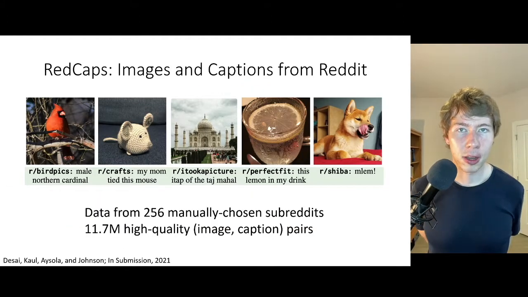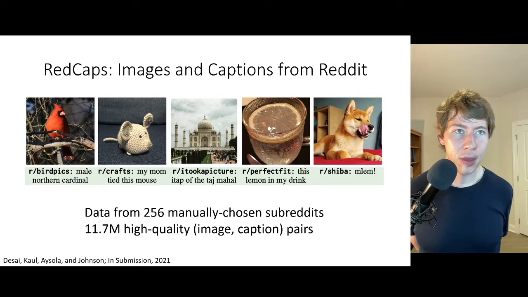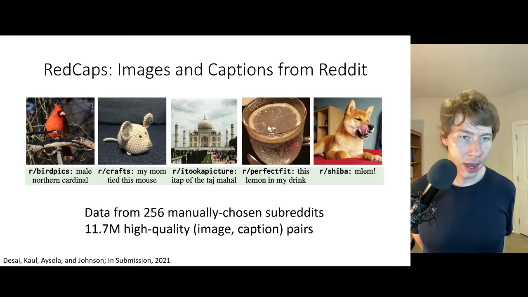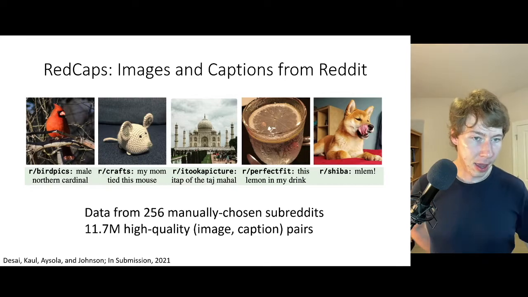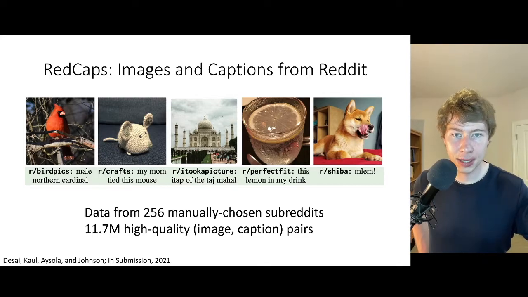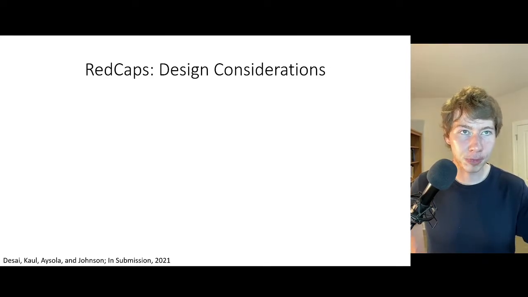So in general, overall, RedCaps is a dataset of images and captions from Reddit. We manually select 256 subreddits to collect data from, and in total, we collect 11.7 million image caption pairs. And we hope that this will be a really exciting new dataset to help push forward vision and language.